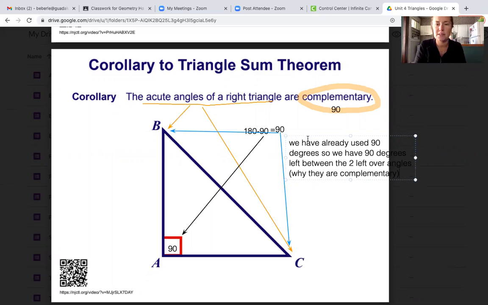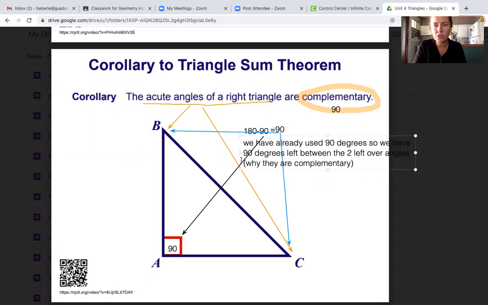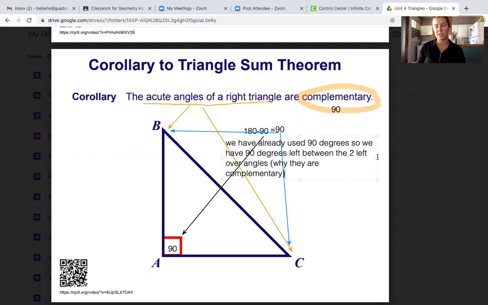Does that make sense? I actually usually don't have you take screenshots of the New Jersey curriculum, but I think that you may want to take a screenshot of this. So I'll give you a second to do that. I'm giving you a minute to take a screenshot of this.